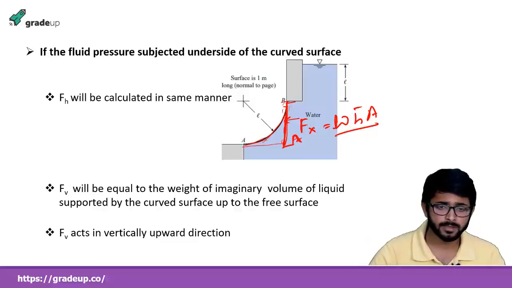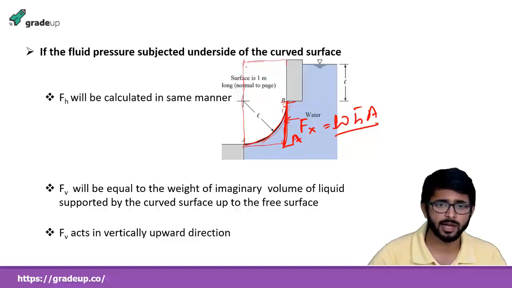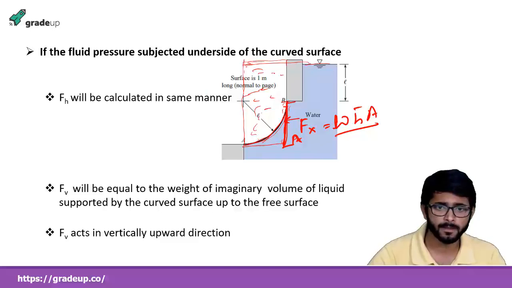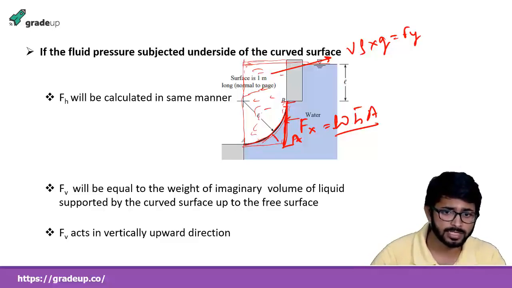Now to find the vertical component, we assume an imaginary liquid which is above this curved surface, up to the height of the free liquid surface. It is an imaginary liquid. After this, the same thing we have to do: find the volume of this and multiply by the density of the liquid and g. This will become the force in the vertical direction, but here the force is applying on the surface in this direction, so the vertical component will be upward.